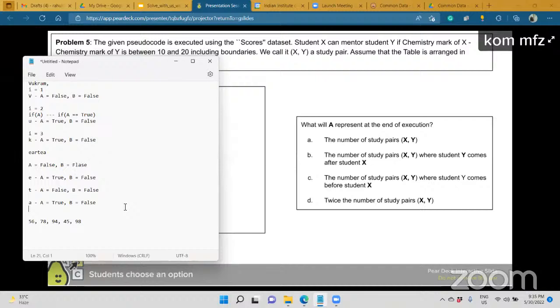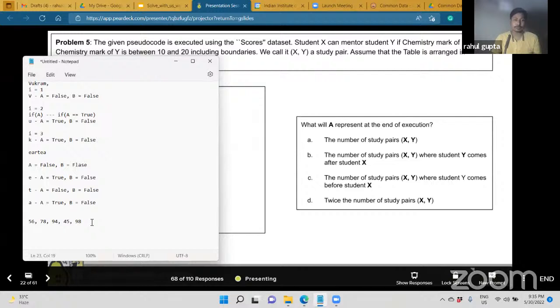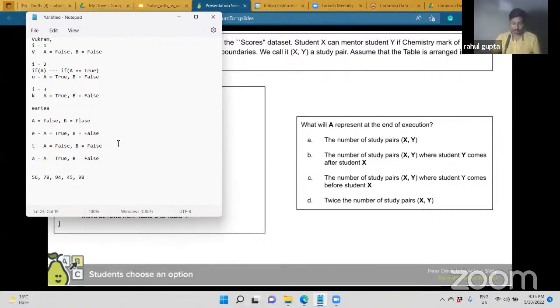Sir, can you explain how? Okay, so I have taken 5 cards, and I want to find the number of times A has been incremented. If you take X as 56, X dot chemistry is 56.